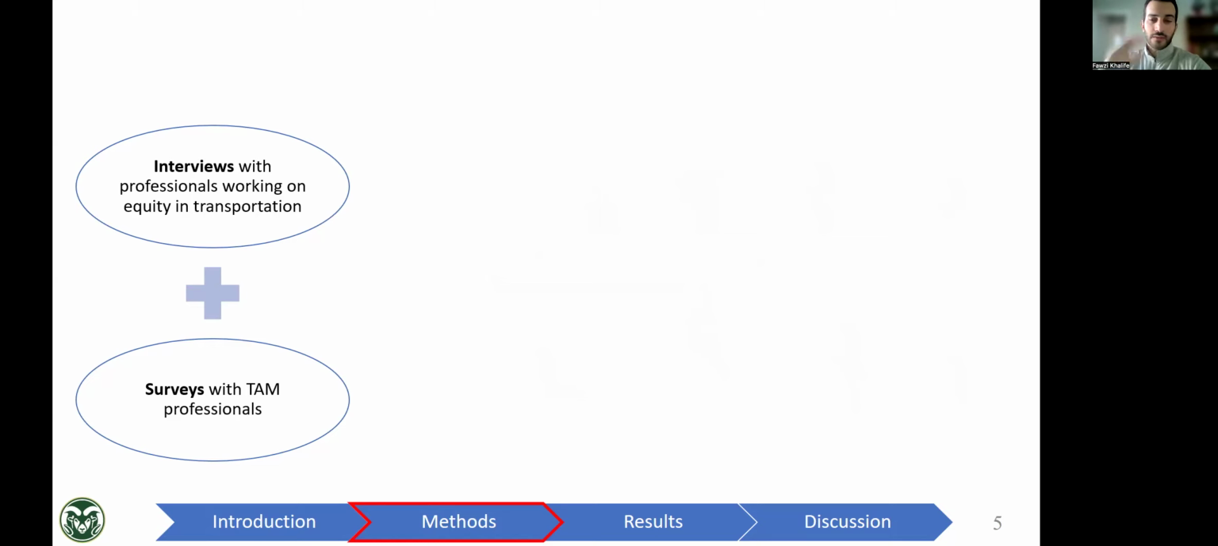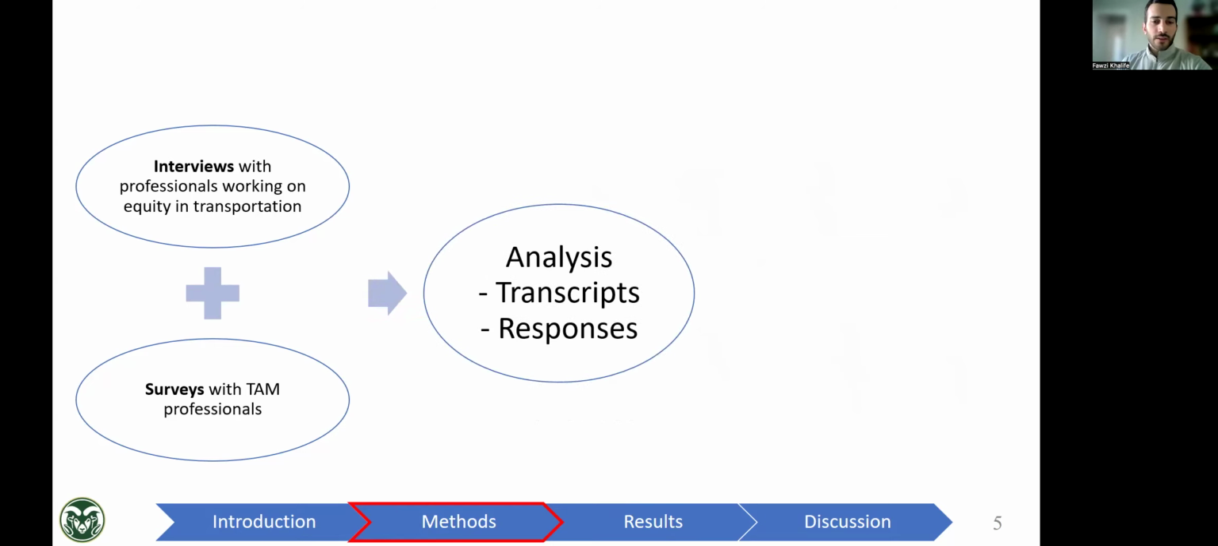After the interviews, we also did a survey study with asset management professionals, whether they do or do not do equity in transportation, to understand how they approach social impacts, community engagement, and any equity-related steps to integrate equity into asset management. We collected all the transcripts and responses, analyzed them, and looked at the experiences and expert opinions that the professionals shared with us. Then we analyzed these in relation to available literature and recent reports on equity and the social impacts of transportation.